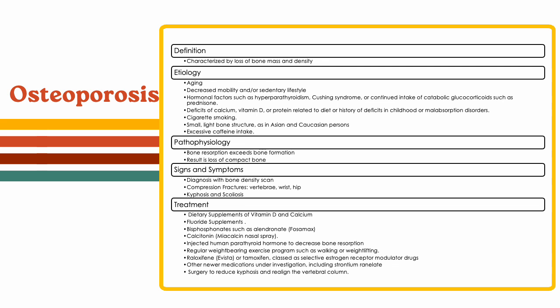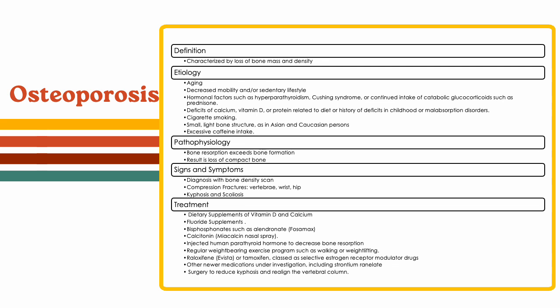Osteoporosis can also be caused by a deficit of calcium, deficit of vitamin D. You can have a decreased protein in the diet, or it could be even secondary to malabsorption disorders. And this is where you ingest enough, but your body is physically not able to absorb the nutrients that it needs. Cigarette smoking will cause osteoporosis. Having light bone structures such as those that are Caucasian or Asian descent, and even having excessive caffeine intake can cause osteoporosis.